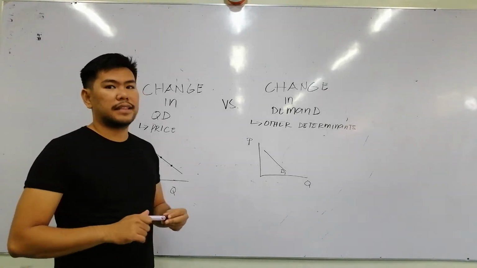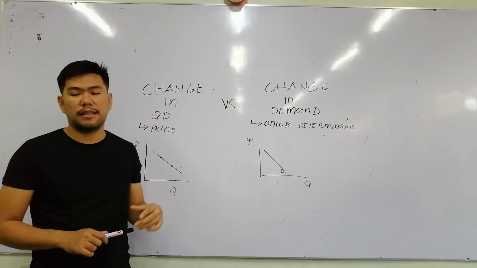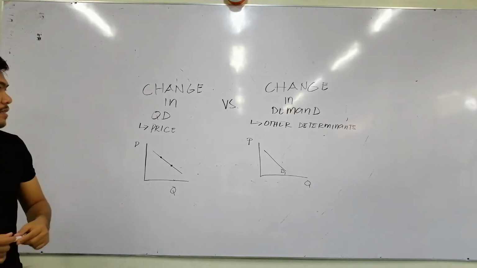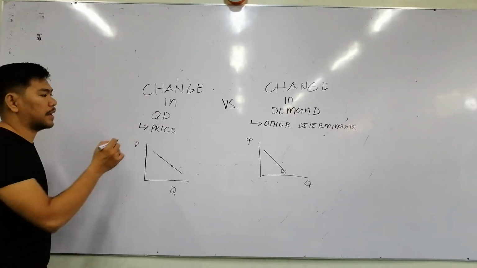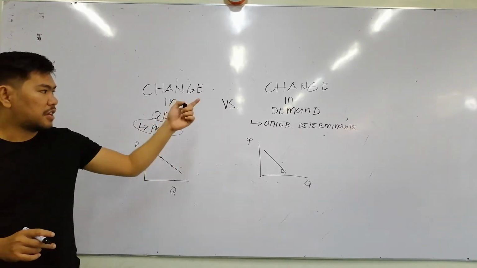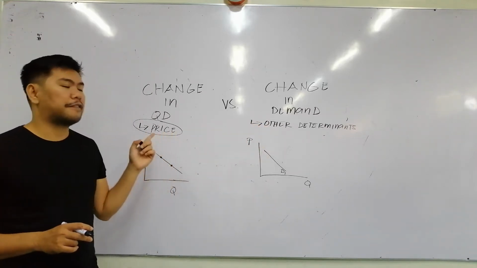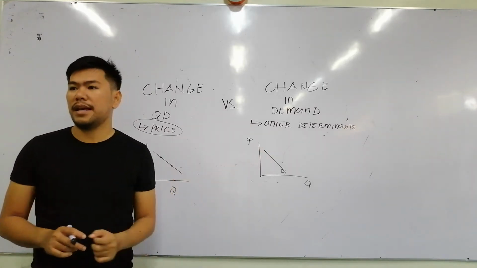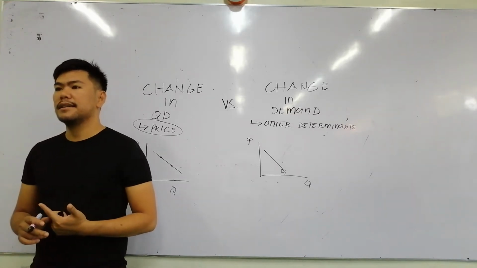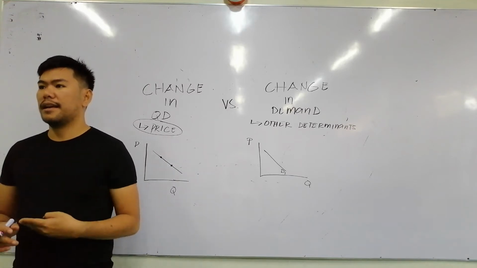Now let's differentiate the difference between change in quantity demanded and the change in demand. So the simple difference here is this. What causes the change in QD is only the price of the good. Whereas the change in demand is caused by other determinants aside from the price. So what are these other determinants? Your real income, your expectations of future prices, your tastes and preferences, population, price of related goods, etc.